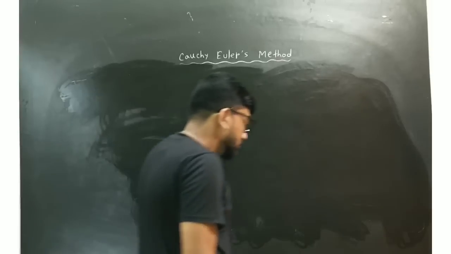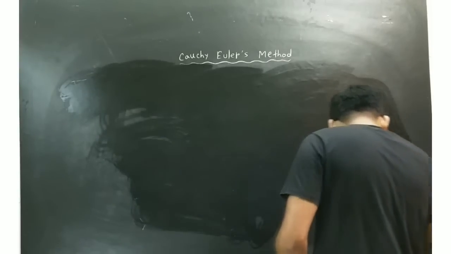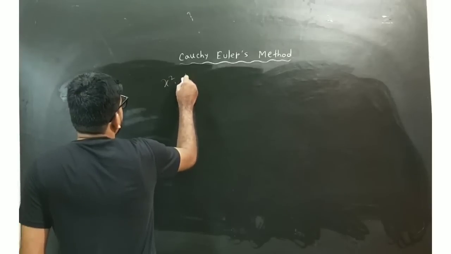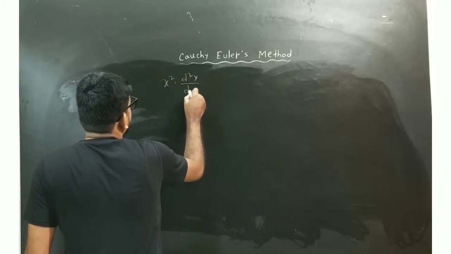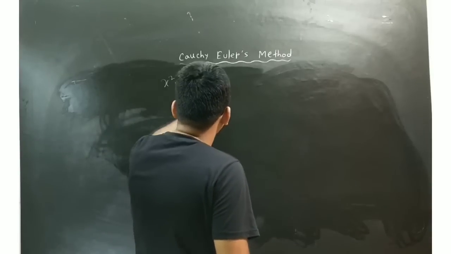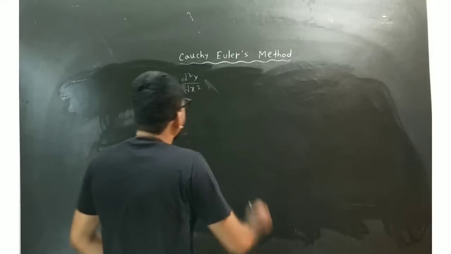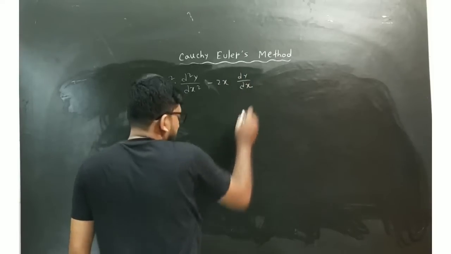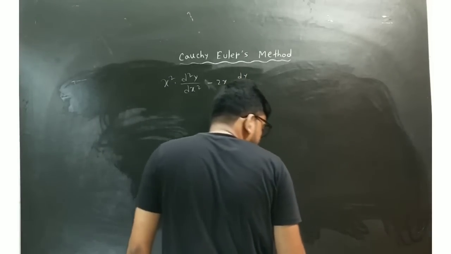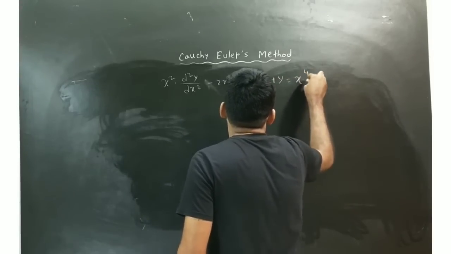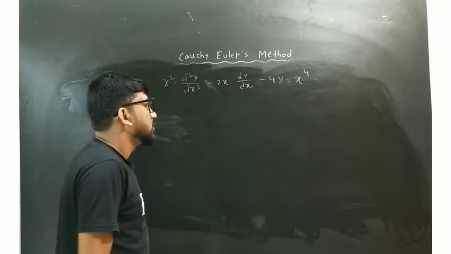So now let me tell you one more problem. That is x square d2y/dx2 minus 2x dy/dx minus 4y is equal to x to the power 4. So you have a right hand side. So what do we have to put?